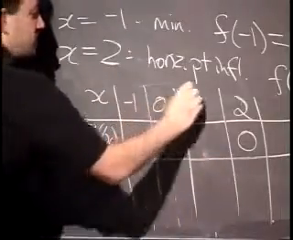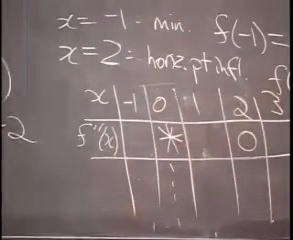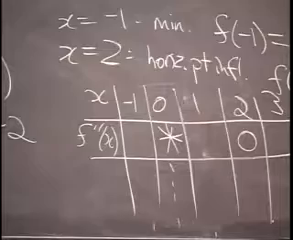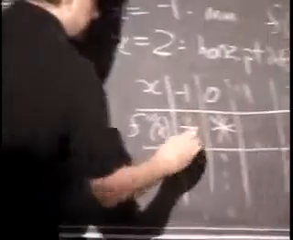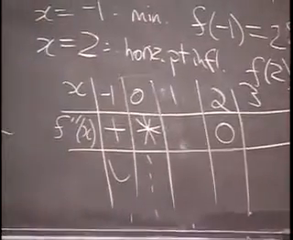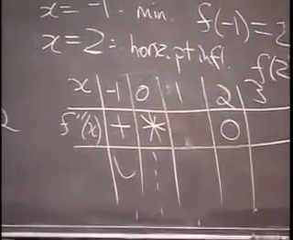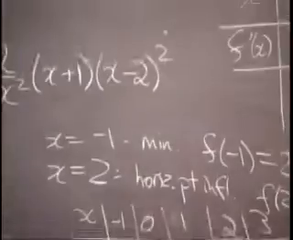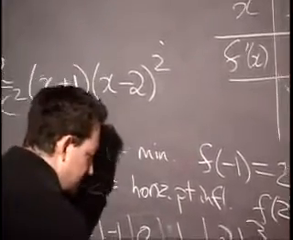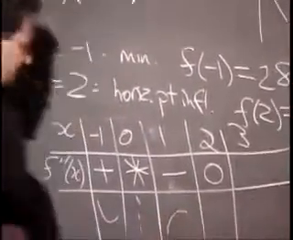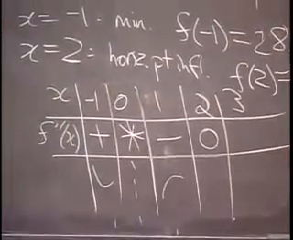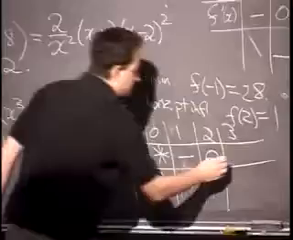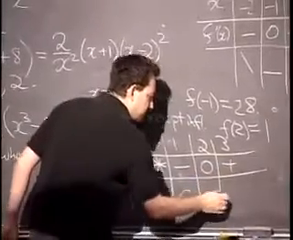Let's pick -1, 1, and 3. Plug in -1. That's negative. That's negative. So the second derivative here is positive, concave up. At 1, that's positive. That's negative. So it's down, concave down. What about at 3? Then everything's positive. So it's concave up. So this is a point of inflection.